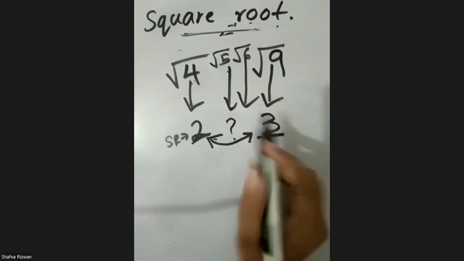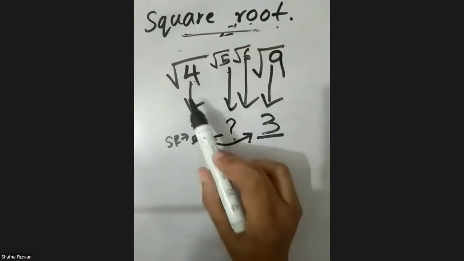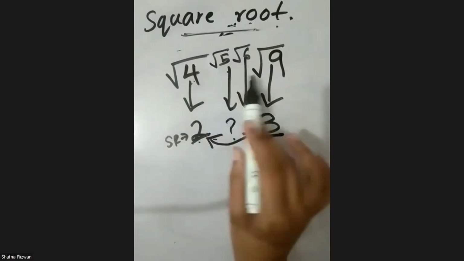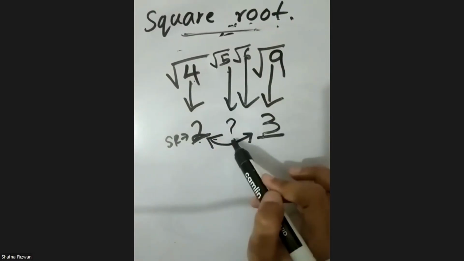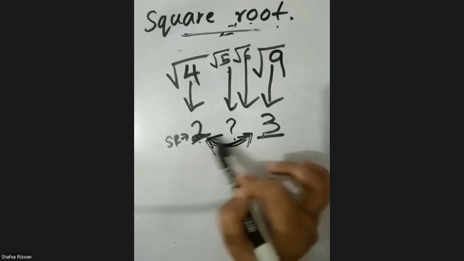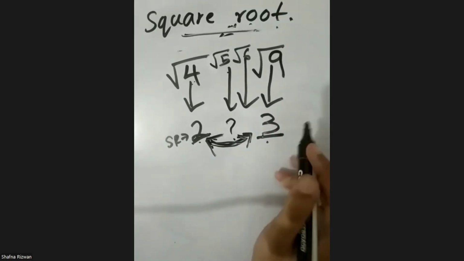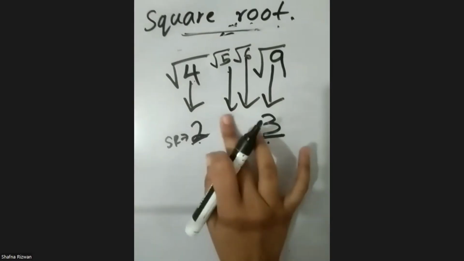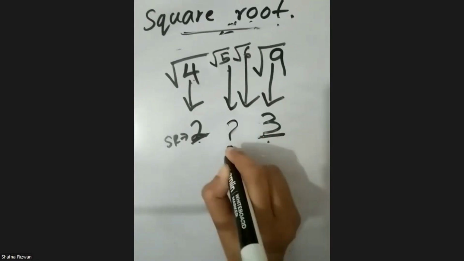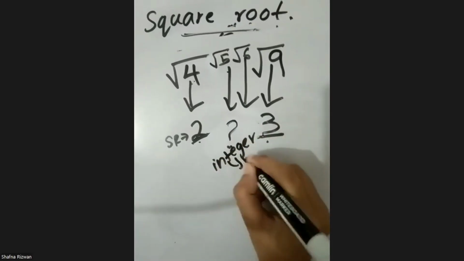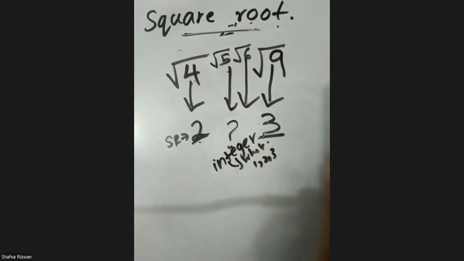You know that, because if you take 4 and 9, the square roots you get are 2 and 3. So if you take any other number like 5 or 6 in between, the square root you should get has to be in between 2 and 3 only. But can you all tell me, will you get an integer here? Integer means whole numbers like 1, 2, 3. No, you won't get an integer here.